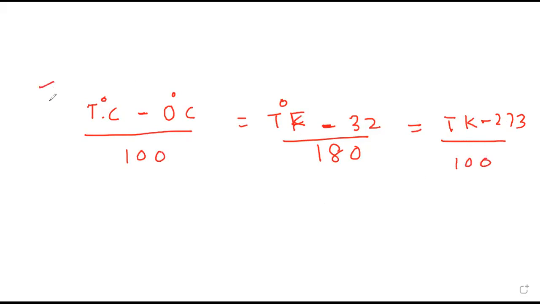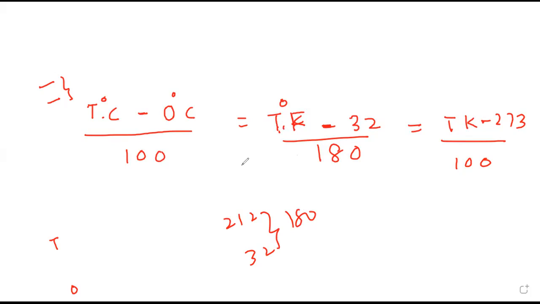That means one division is the same for all the scales, whatever the unit. If it is any temperature T, if I start from 0, total divisions are 100. And for Fahrenheit, total divisions from 32 to 212 will be 180. What is T degree? T means any value: 10 degree, 20 degree, 30 degree, any degree.